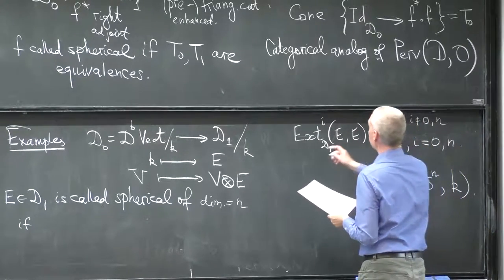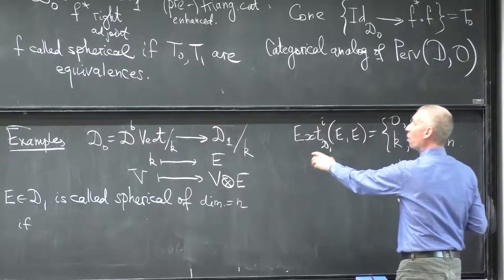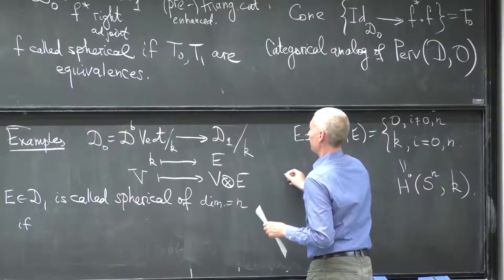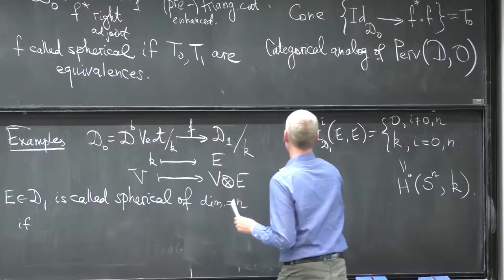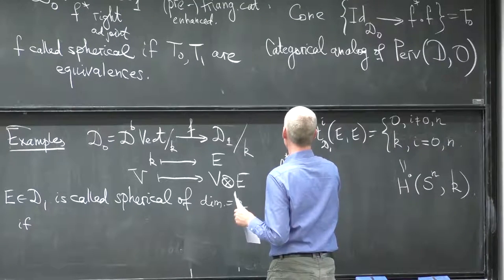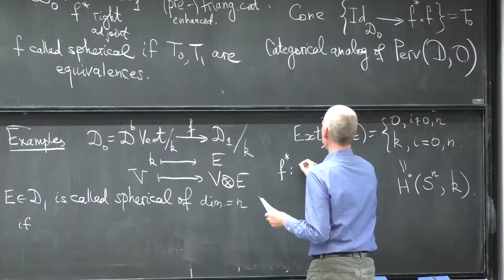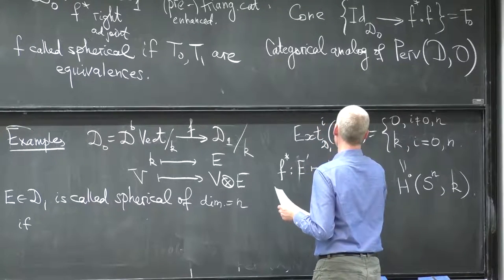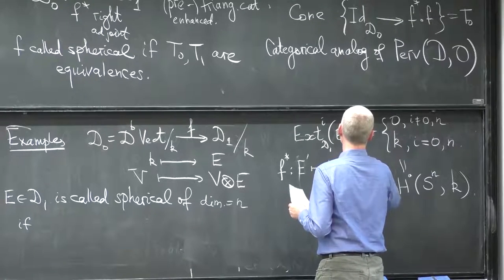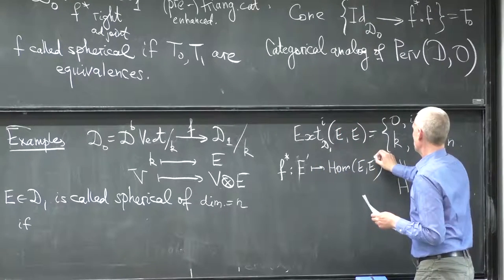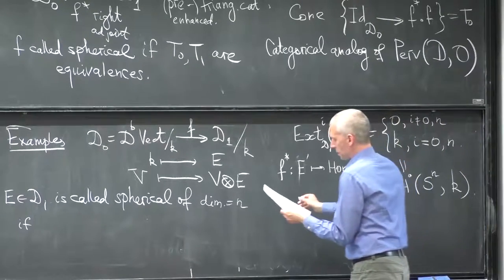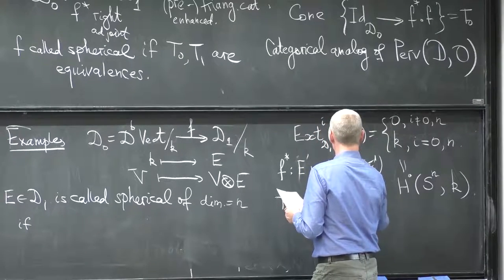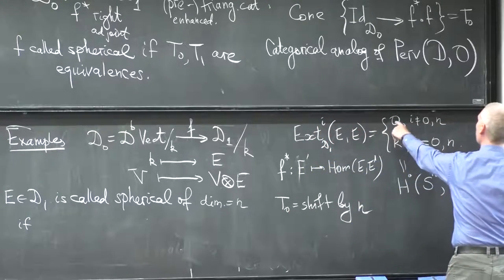What will be the functors T0 and T1? So the opposite would be Hom from, let me write it like this, this functor F. So F upper star, if I'm correct, would take any object E' into Hom from E to E'. And if you do this, then T0 would be shift by N, because we sort of kill one of those two.